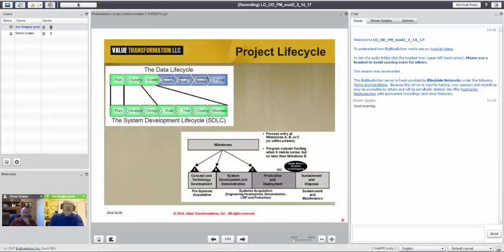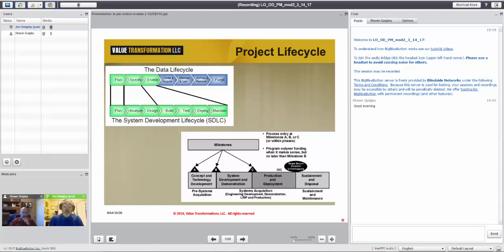When we talk about project lifecycle, we're talking about the things that you do from the very start of the project to the very end of the project, where whatever you're working on is delivered. And a lot of times that has an industry slant to it.